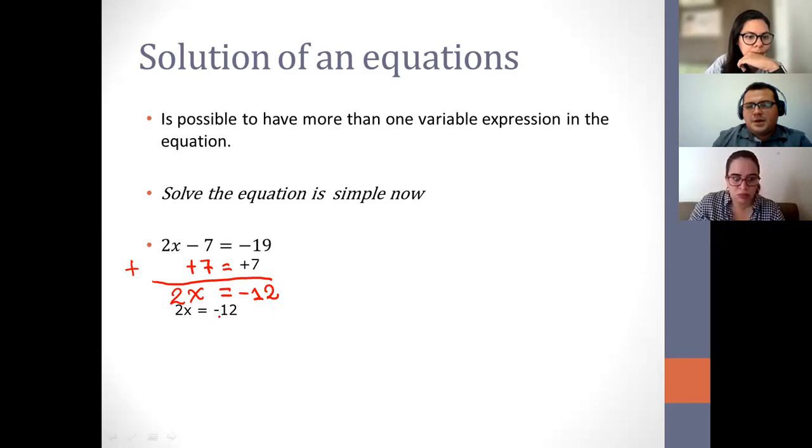Excellent. Now you have this equation. So it's minus 6, right? You need to divide it. You need to divide it. You can show it here. Yes, exactly.